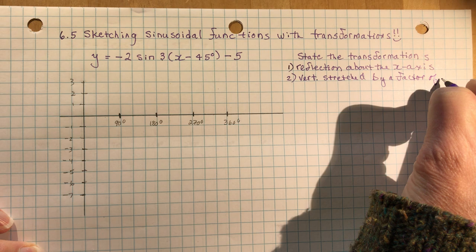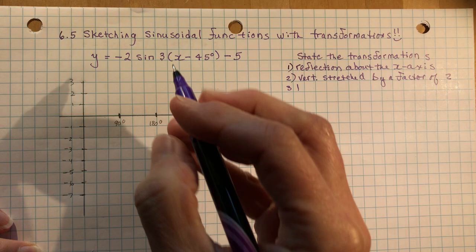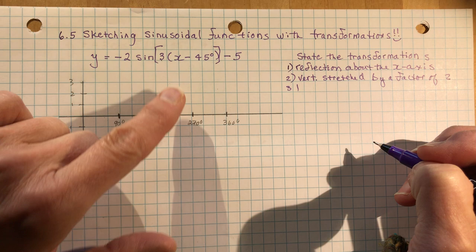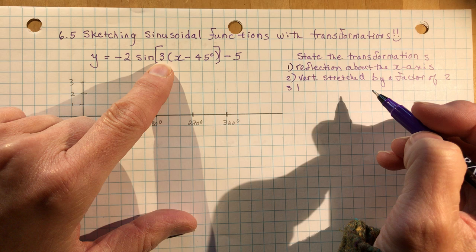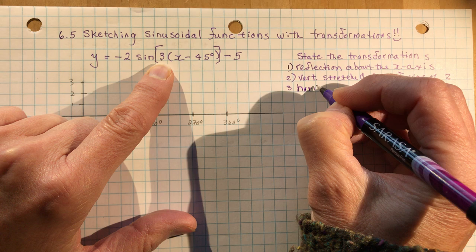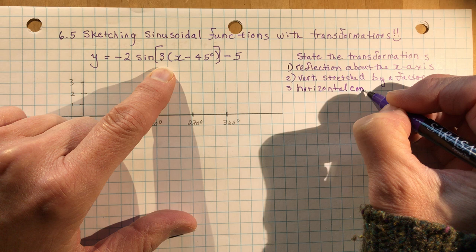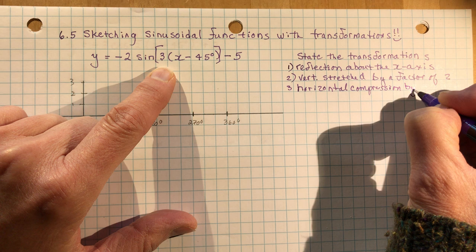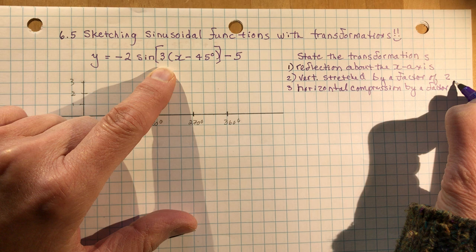What does the 3 mean? Well, remember, that was the period. So we could have little square brackets here. They don't put them in the book, but I kind of like that because then you know that everything in here is a change to x. So it says 3, so that means it's going to be a horizontal compression, right? Compression by a factor of, running out of room, 1 over 3. Remember, it's not times, you divide by 3.